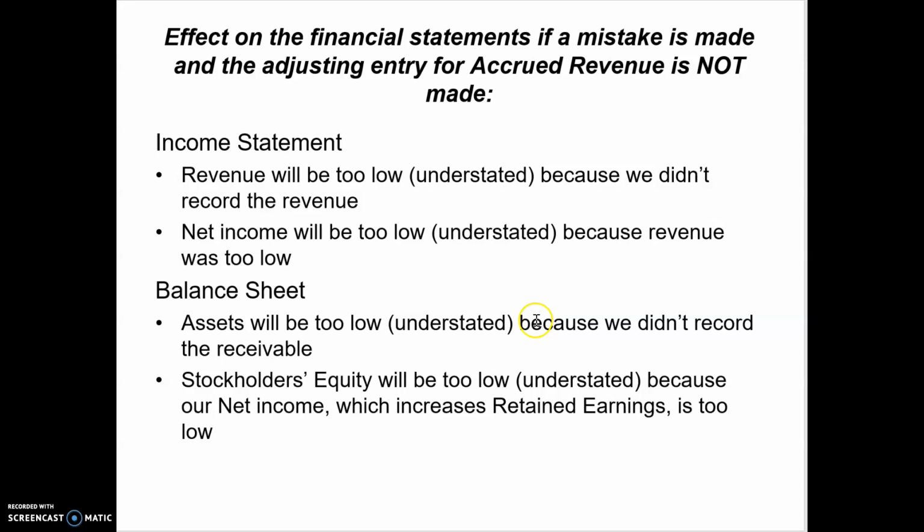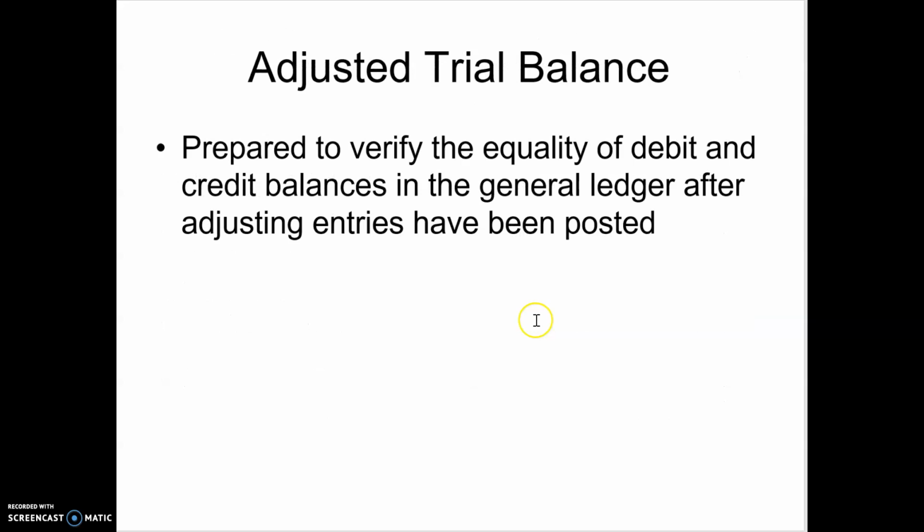Now, after we've made all of these adjusting entries, we've learned about the 4 categories. Again, we make journal entries. The journal entries need to be posted. And then after we post the adjusting journal entries, we'll make one more trial balance. And this will be the adjusted trial balance. And it'll be done the same way, where we list the names of the accounts and the balances to make sure debit balances equal credit balances.